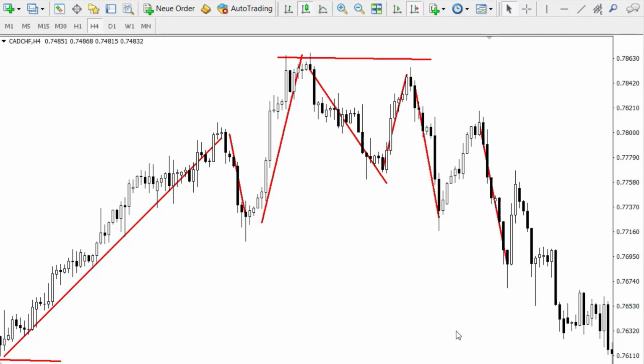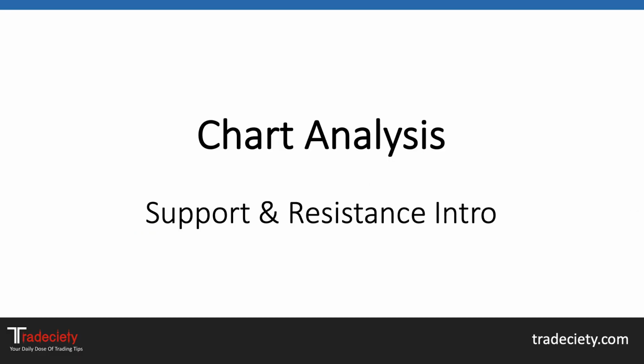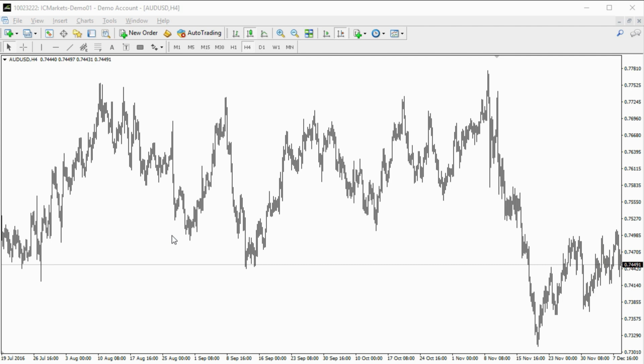Now we will get into the specifics of price action analysis, technical analysis, and we will look deeper into a price chart and try to understand what is going on here. And we have different tools and concepts that we can use. And in the first lesson, we will start out with the basics of support and resistance trading.